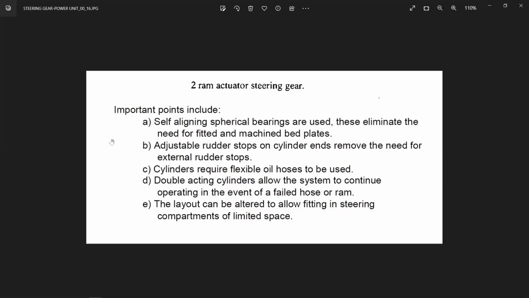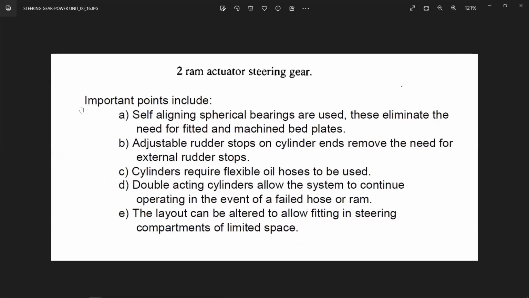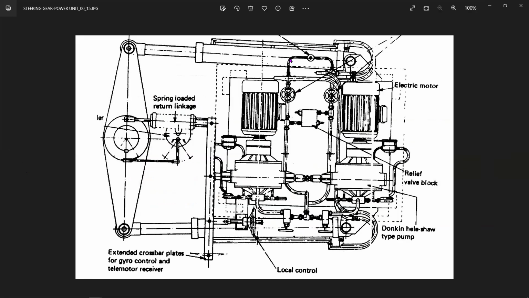ठीक है. Now, two ram actuator steering gear. Important points include: self-aligning spherical bearings are used. These eliminate the need for fitted and machined bed plates. Adjustable rudder stops on cylinder ends remove the need for external rudder stops. Basically, you can move the adjustable rudder stop as required, so a fixed rudder stop is not required, either on the rudder or the rudder actuator, that is on the rams. The cylinders require flexible oil hoses to be used. See, all these oil hoses, they are flexible.